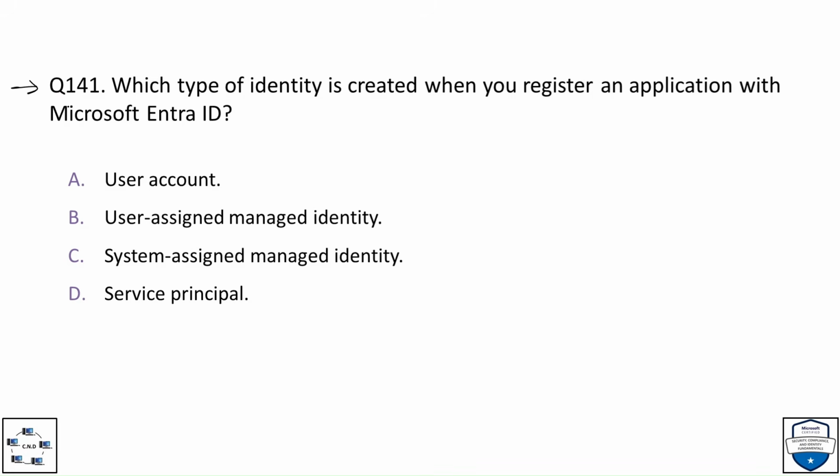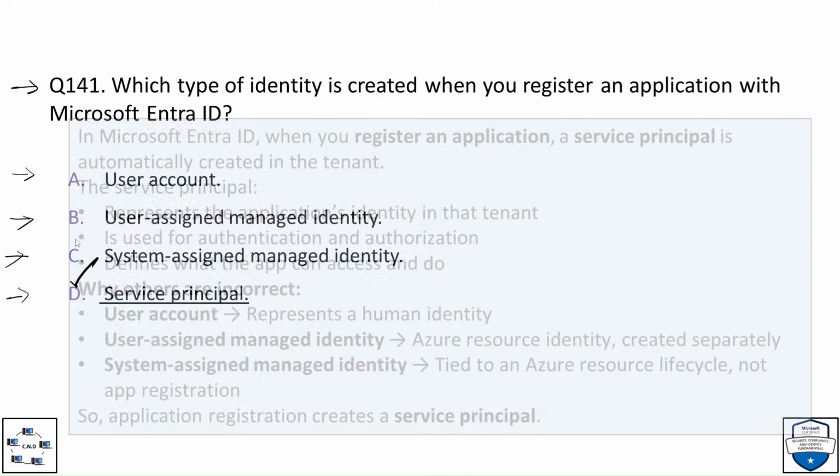Question number 141, which type of identity is created when you register an application with Microsoft Entra ID? And the options are option A, user account, option B, user assigned managed identity, option C, system assigned managed identity, and option D, service principal. And the correct option is option D, service principal.